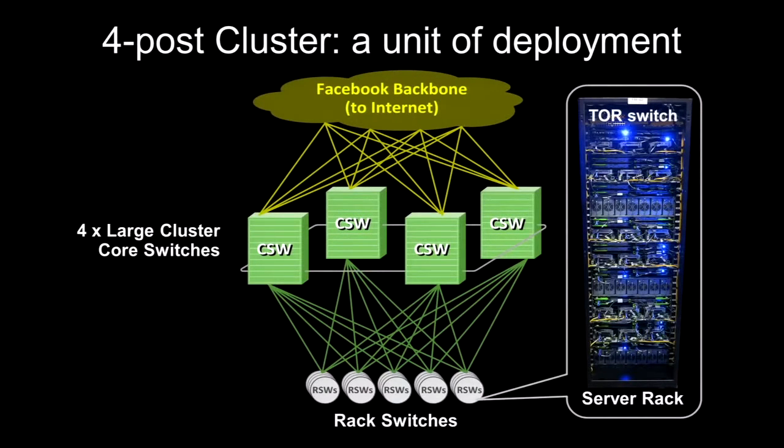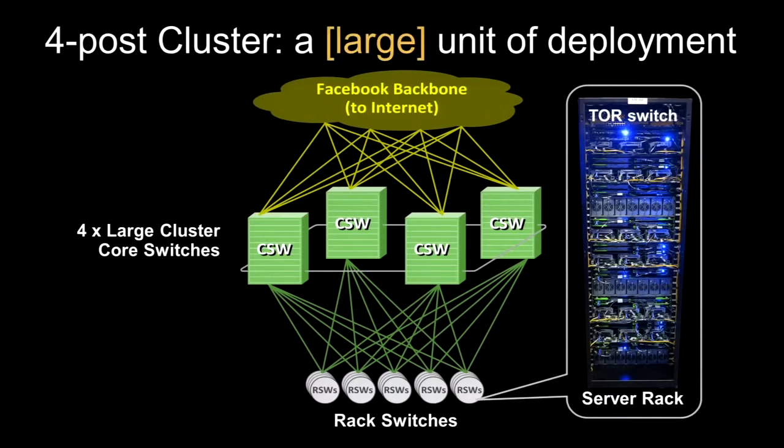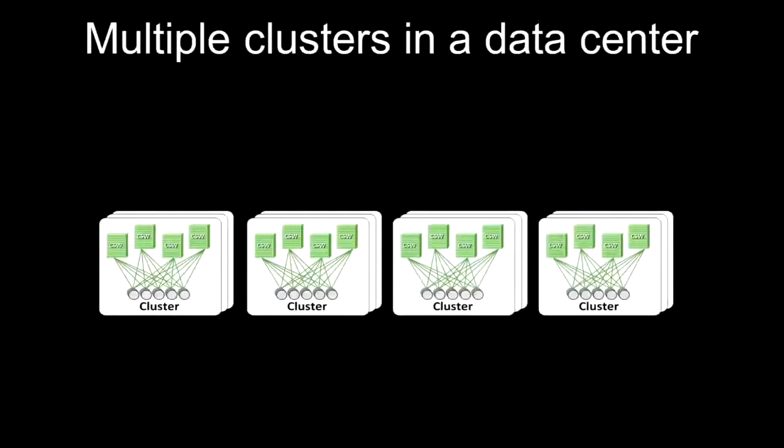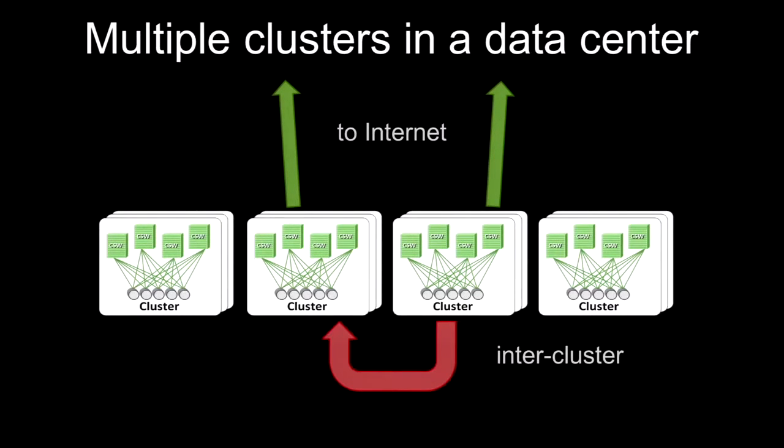The dots in the bottom are server racks. Each of them has a Tor switch in the top, so pretty much a basic topology. It's worth mentioning that this is a very large unit of deployment, as you can see. In our typical data centers, there are many clusters. On the front, they push traffic to the internet, to people who use our applications and services. On the back, they do talk to each other.